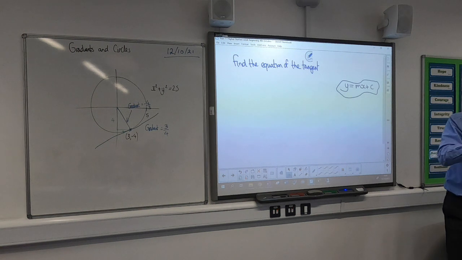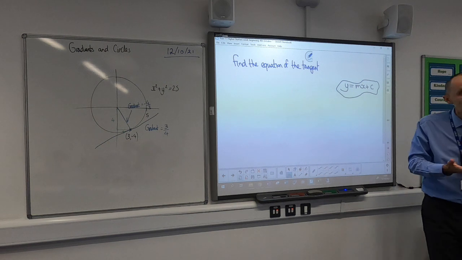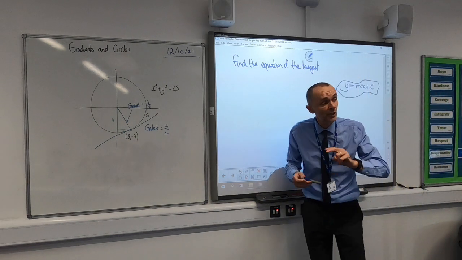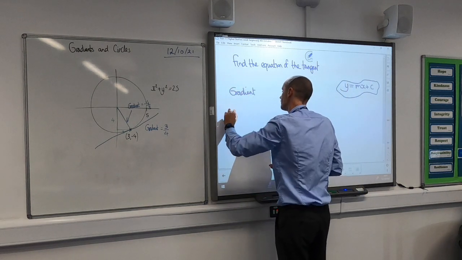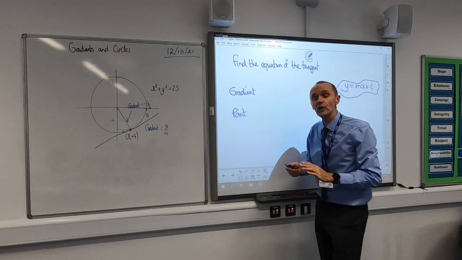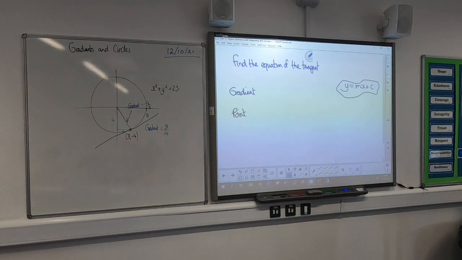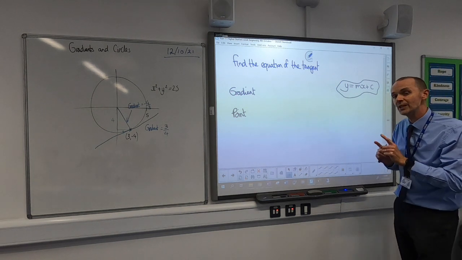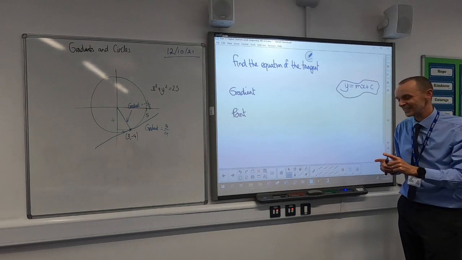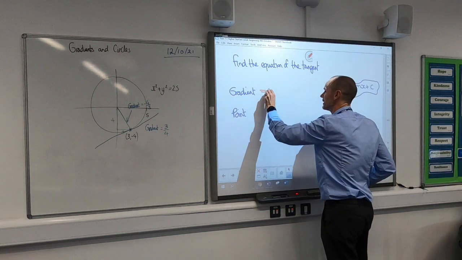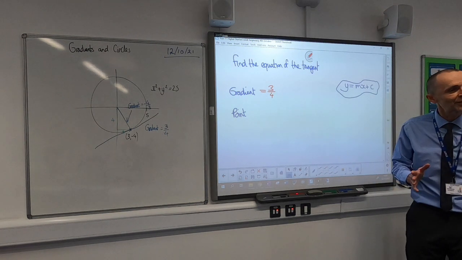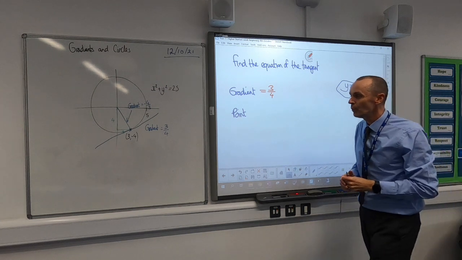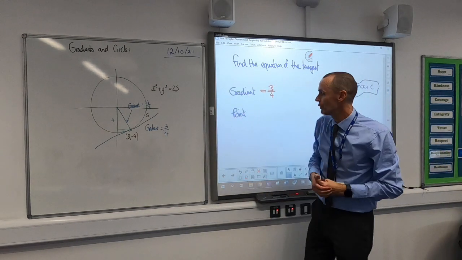And the method, well, it's a process that we've done several times. We did it very recently, but it's a process that is worth revising. It requires two bits of information, a gradient and a point. So my first question is, what is the gradient of the tangent? Do we know it? Yes. What is it? 3/4. We are halfway to solving our problem. Do we know a point that lies on that tangent? Well, yes, we do. It is the point (3, -4).